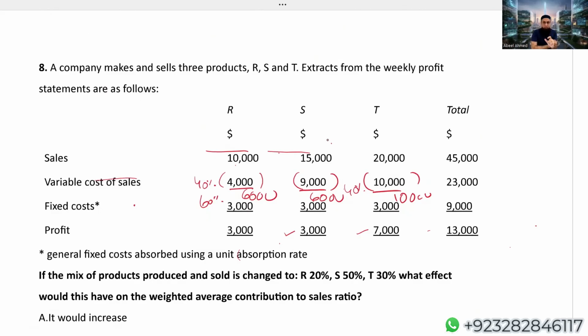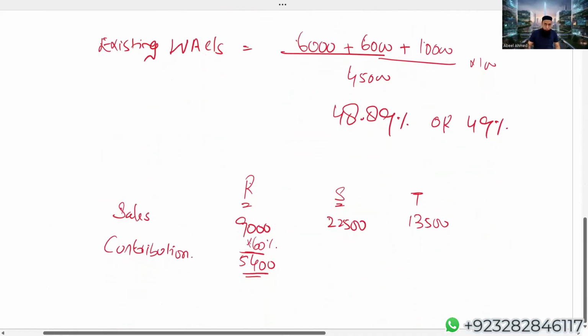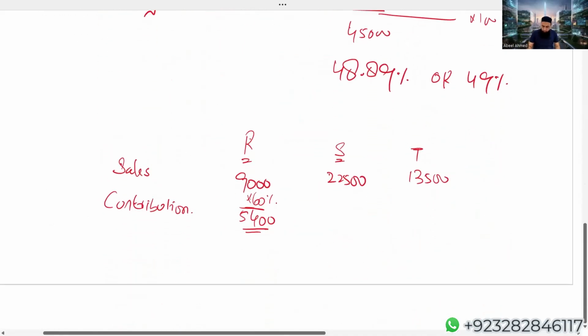Sales of S is 15,000. Variable cost is 9,000, which is 60%. Okay. So it means the contribution ratio of individual product S is 40%. Let's take 40% of 22,500. I'm getting 9,000.